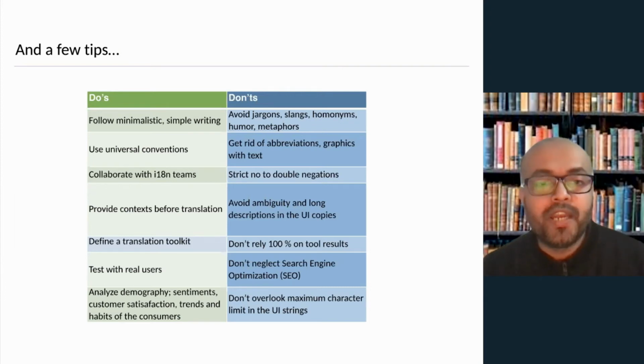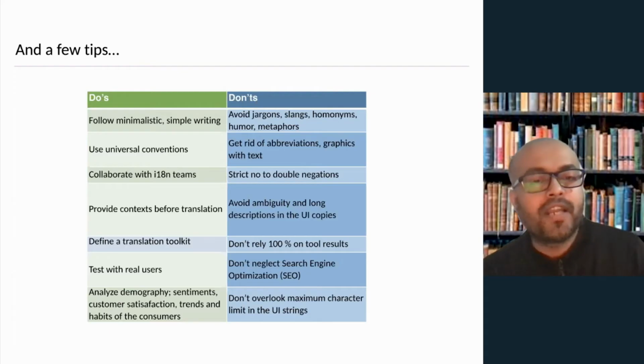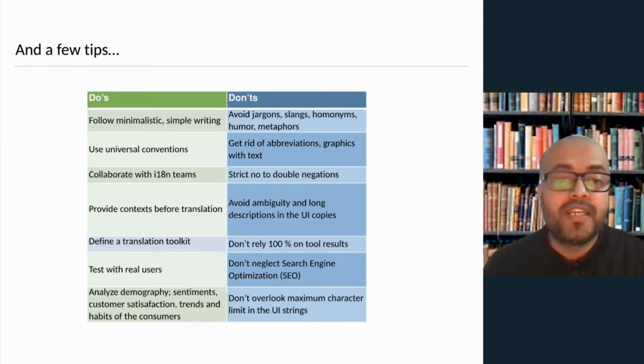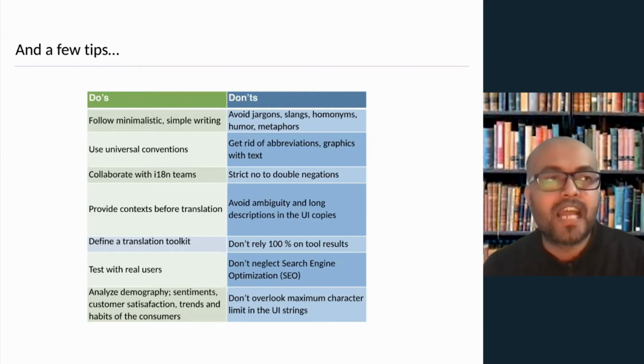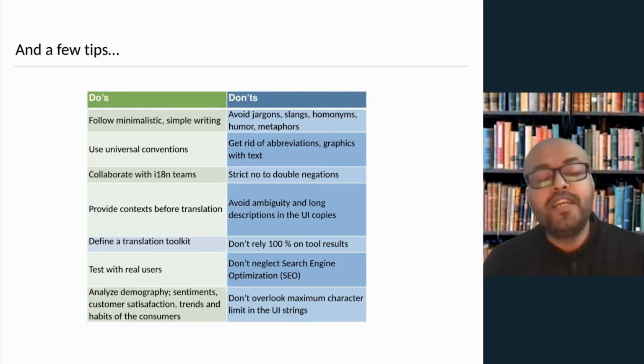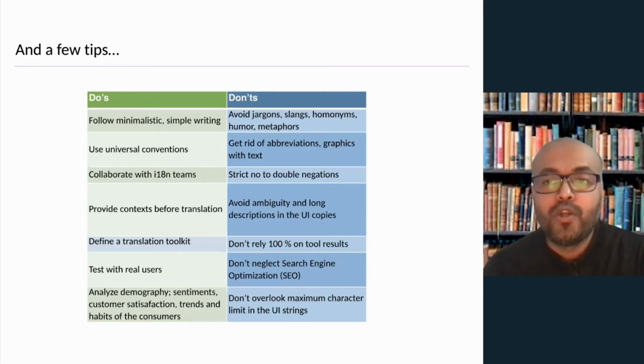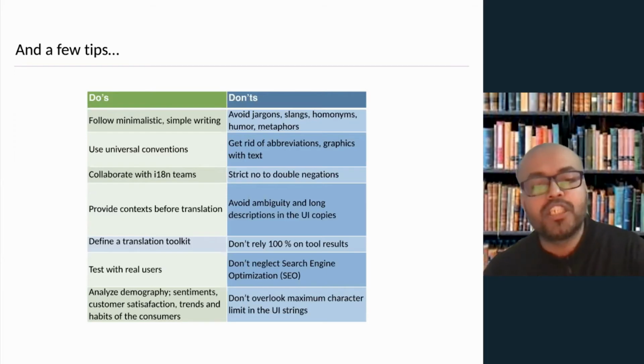Define a translation toolkit. You have to come up with a glossary for your product terminologies and UI terms, and maintain that so that you can keep it handy and provide it to the localization team, and they can use it at any point in time. Don't rely 100% on the tools which are available in the market for translation. Then you also need to test your translated copies with real users to get a sense of it. Also, as I showed you with the Google example, don't neglect search engine optimization.